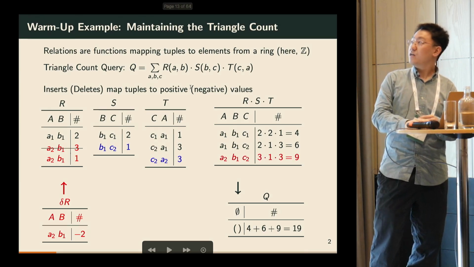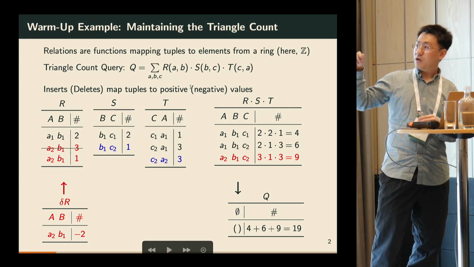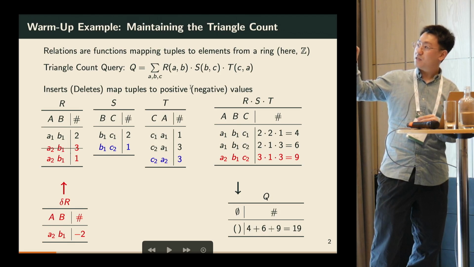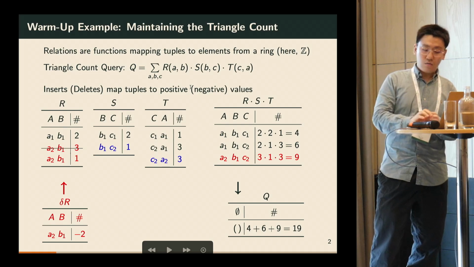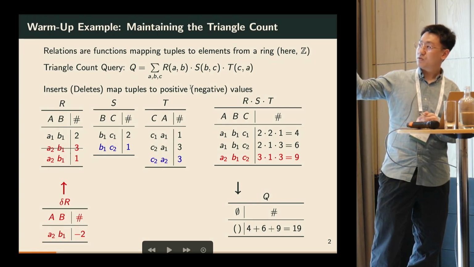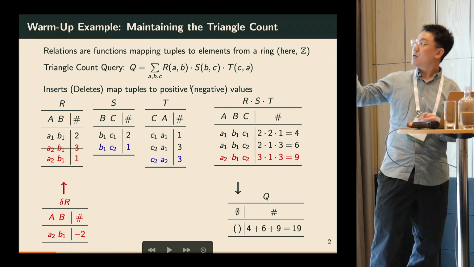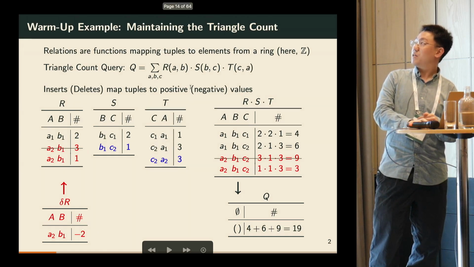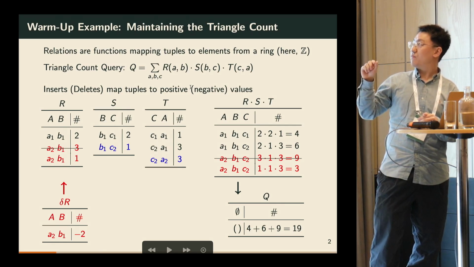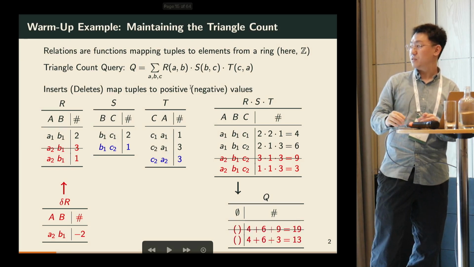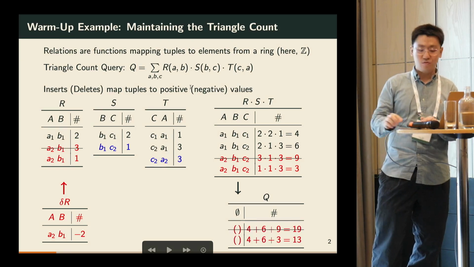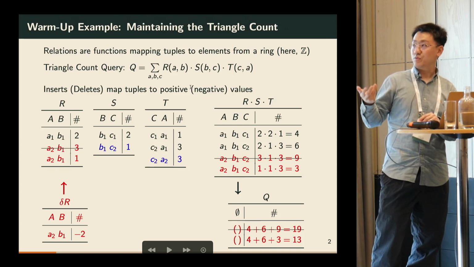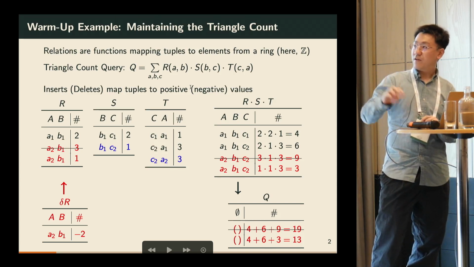But actually, we can just compute the change triggered by this update. We see this updated tuple A2, B1 is joined with these 2 blue tuples in S and T. So we can update the corresponding tuple in R times S times T, update its count from 9 to 3, and consequently update the final query result from 19 to 13. So this is the idea of IVM. We try to minimize the time to reflect the update.